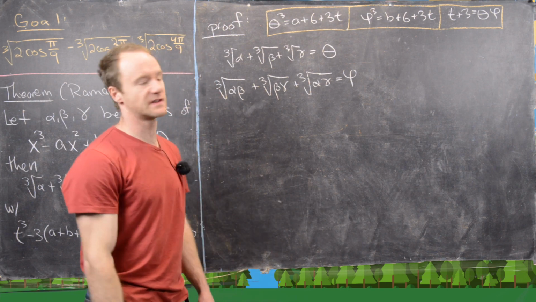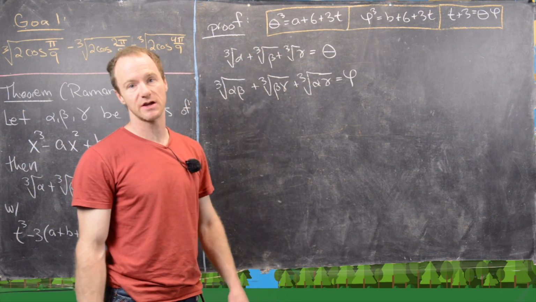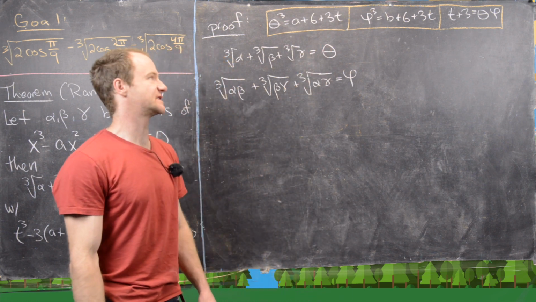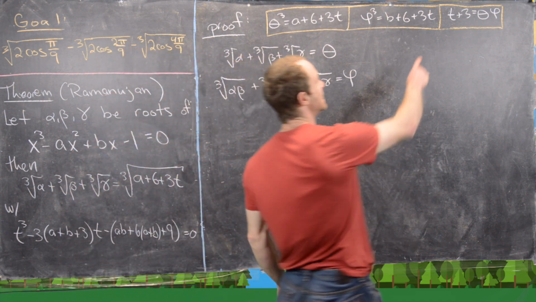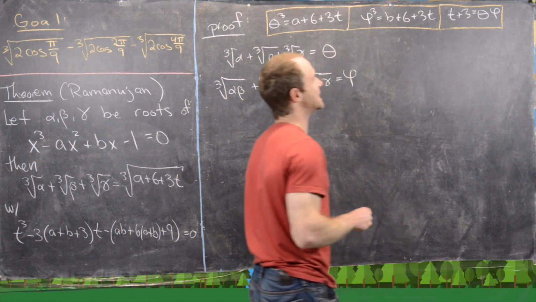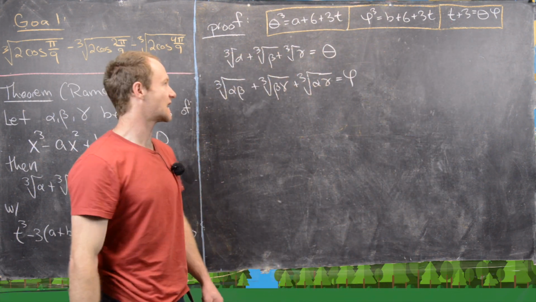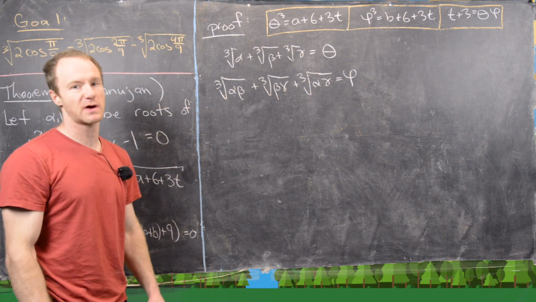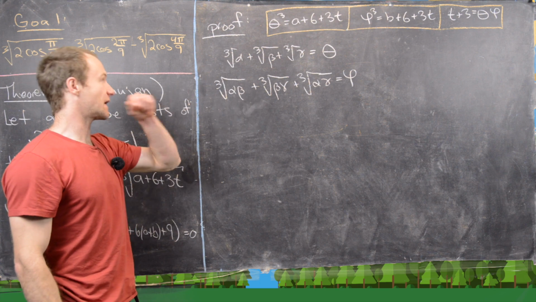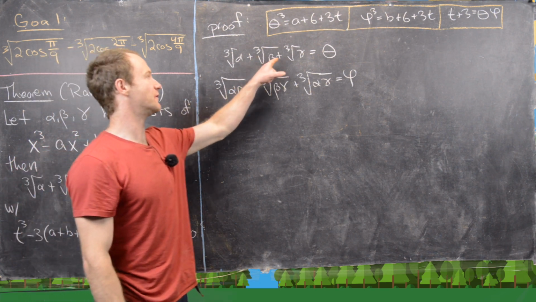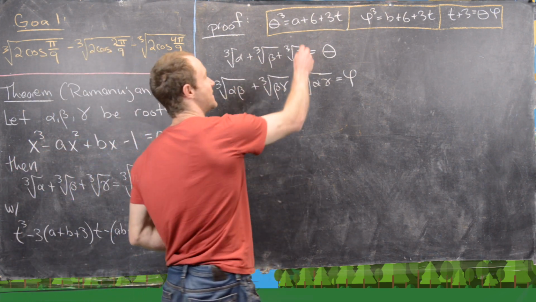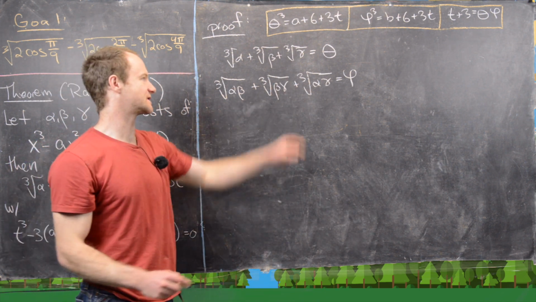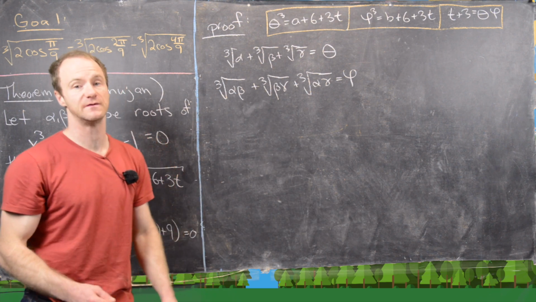So far we've constructed the following equations. So we know theta cubed is a plus 6 plus 3t, phi cubed is b plus 6 plus 3t, and recall that phi and theta were related to t by t plus 3 equals theta times phi. And then finally, by expanding a certain polynomial 2 different ways, we got the cube root of alpha plus the cube root of beta plus the cube root of gamma equals theta, and then the cube root of alpha beta plus the cube root of beta gamma plus the cube root of alpha gamma is equal to phi.